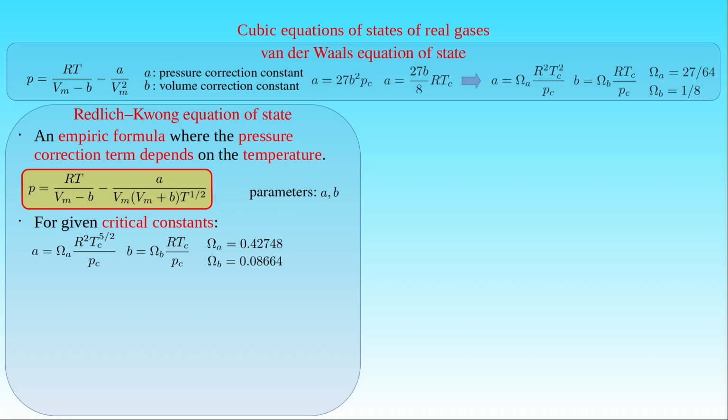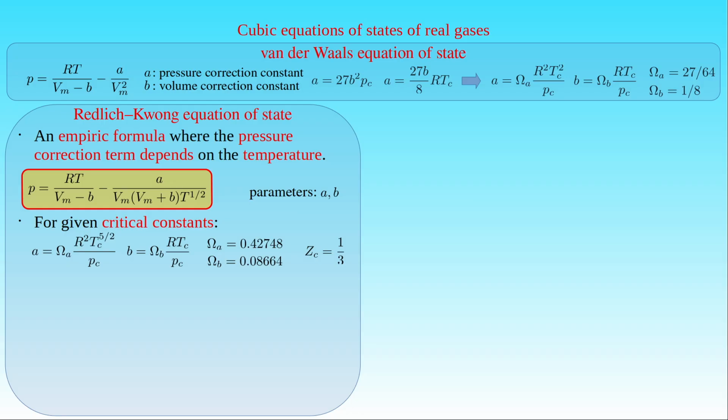The critical compressibility factor Zc of the gas can also be determined from these equations supplemented with the definition of Zc. For the Redlich-Kwong equation, Zc is given by 1 over 3, which is a value closer to the typical values of Zc for real gases than 3 over 8 obtained from the van der Waals equation, overestimating them.